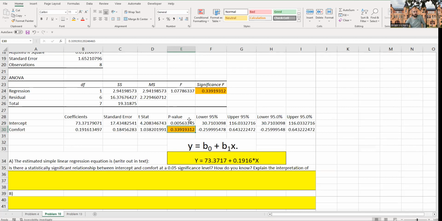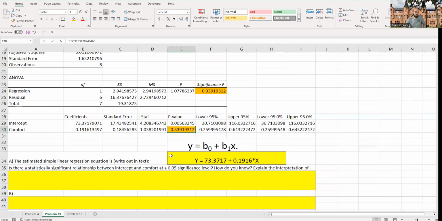So the p-value, we're not looking at the p-value for the intercept alone. That doesn't matter to us in this test. We're looking at the p-value for the x variable and the p-value for the model. Again, it's going to be the same because there's only one variable. So is there a significant relationship? No, there's not. How do we know that?